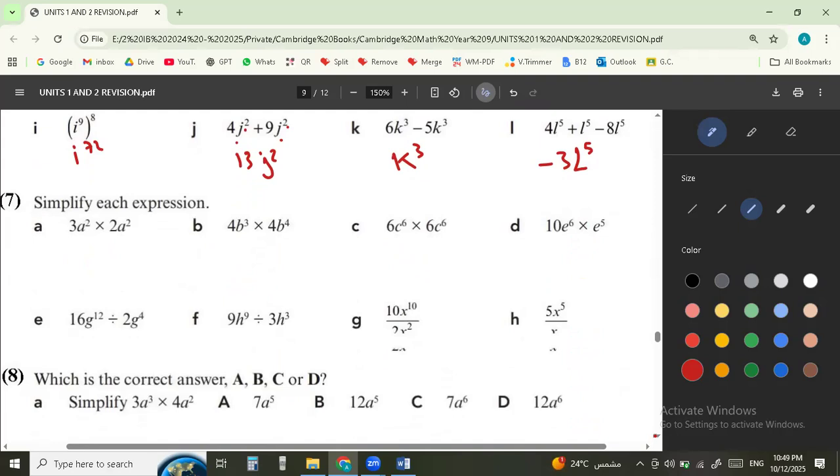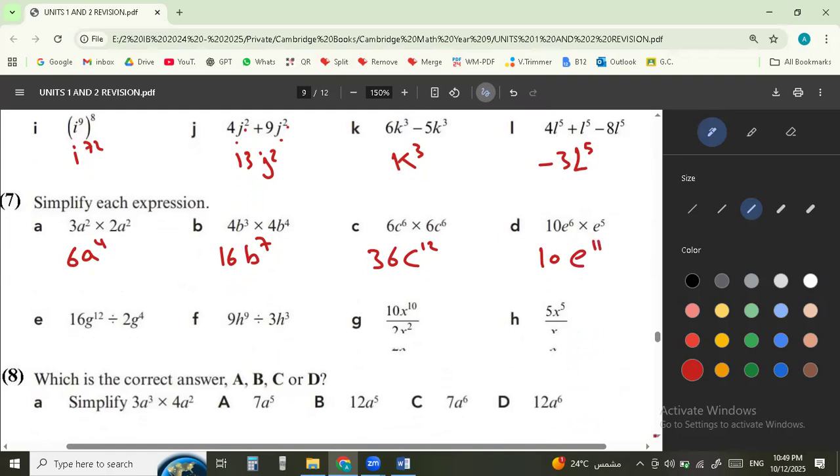Simplify. We multiply the coefficients. Here it's all about multiplication and division. 3 times 2 is 6, but a to the power of 4. Here is 16, but b to the power of 7. Here is 36, c to the power of 12. And here is 10, e to the power of 11.